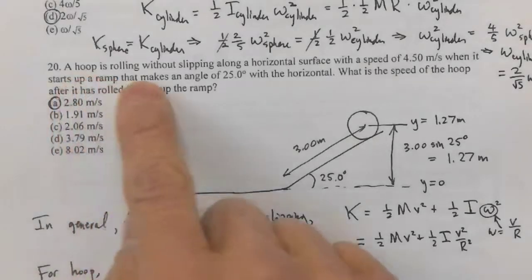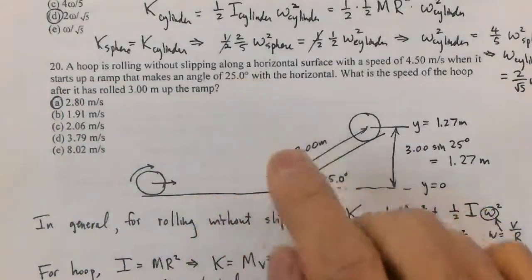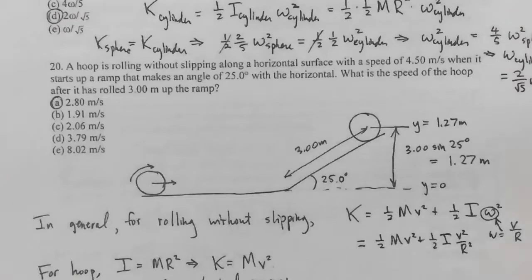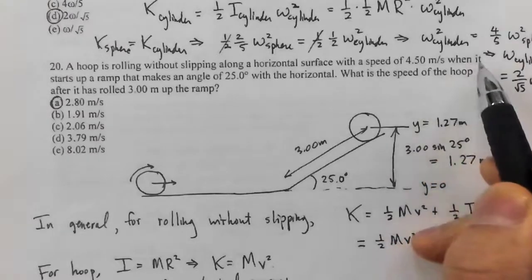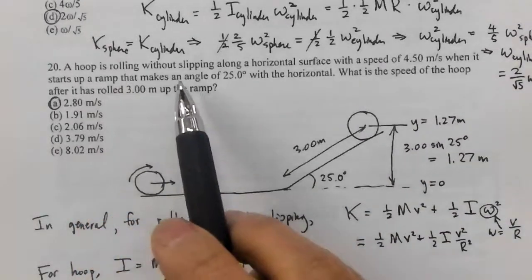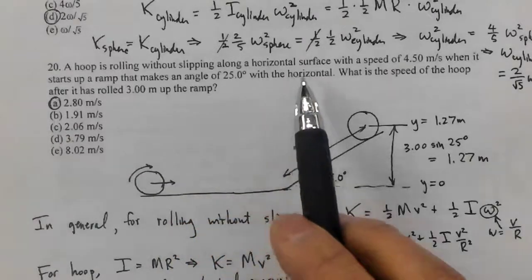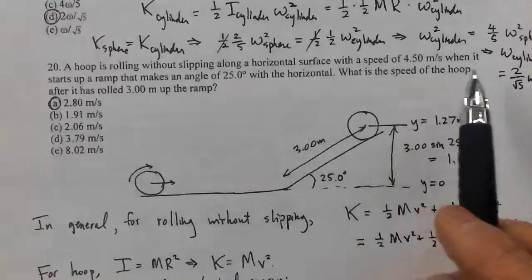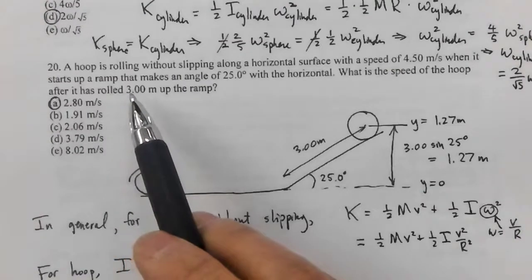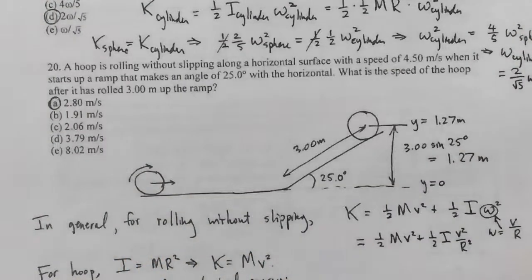All right, so a hoop is rolling without slipping along a horizontal surface with a speed of 4.5 meters per second when it starts up a ramp that makes an angle of 25 degrees with the horizontal. What is the speed of the hoop after it has rolled 3.0 meters up the ramp?